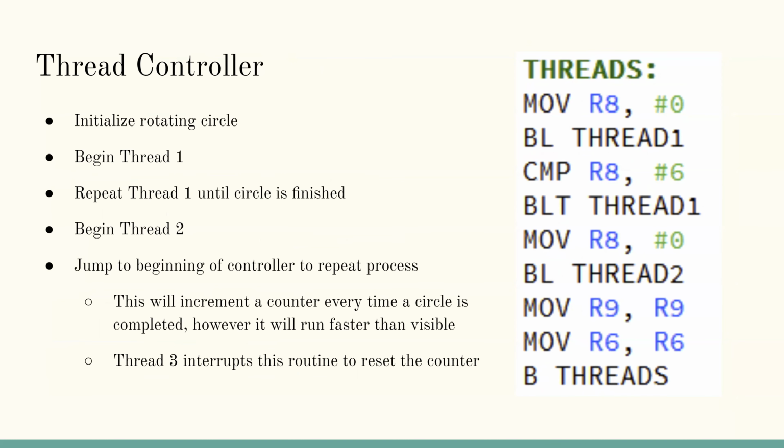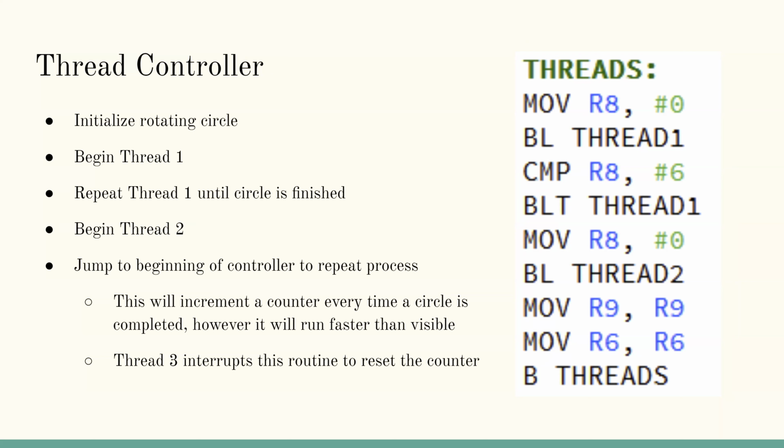And here is our main thread controller. We initialize everything to 0, and whenever we're at the top of this thread, it would also reset it to 0. And as you can see, in the second line, we branch off into thread 1. As we come back, R8 is essentially the register that's a global variable.